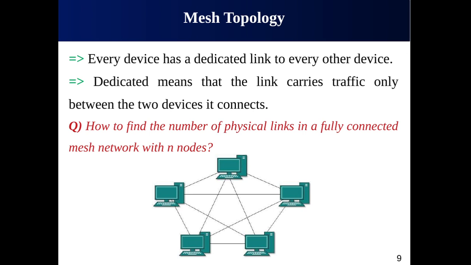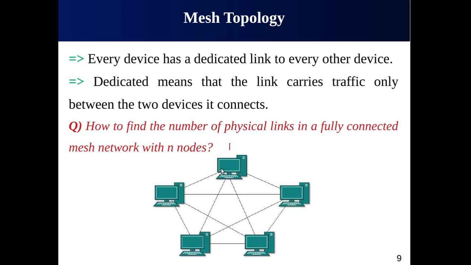Then we have the mesh topology. As the name indicates, mesh. Every device has a dedicated point-to-point link to every other device. The term dedicated means that the link carries traffic only between the two devices that it connects. Let me repeat. In mesh topology, every device will have a dedicated point-to-point link to every other device in the network. For example, this device.